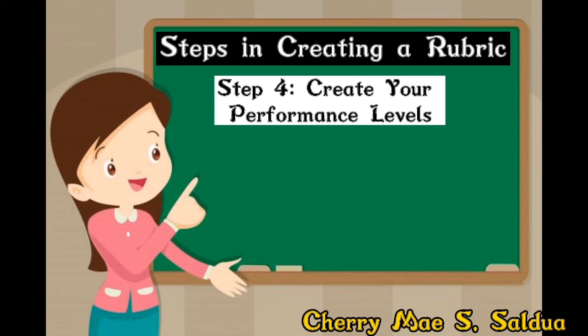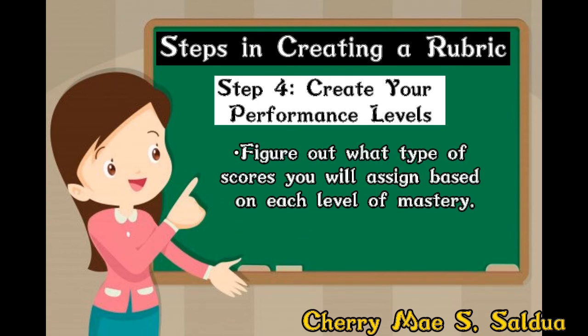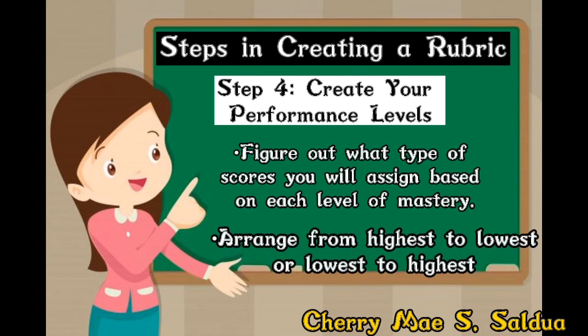Once you have determined the broad levels you would like students to demonstrate mastery of, you will need to figure out what type of scores you will assign based on each level of mastery. Most rating scales include between 3 and 5 levels. Some teachers use a combination of numbers and descriptive labels like 4 is exceptional, 3 is satisfactory, and so on, while other teachers simply assign numbers, percentages, letter grades, or any combination of the 3 for each level. You can arrange them from highest to lowest or lowest to highest as long as your levels are organized and easy to understand.